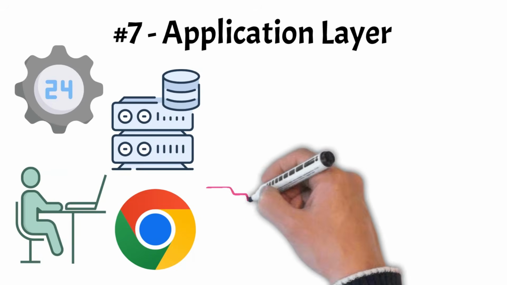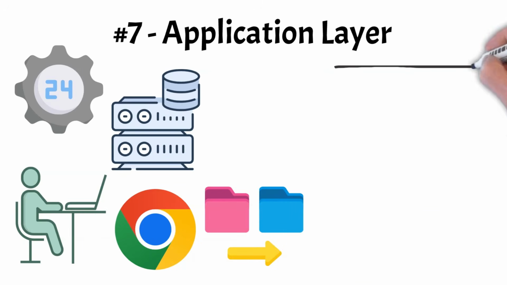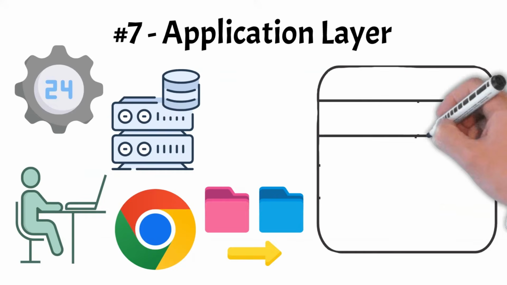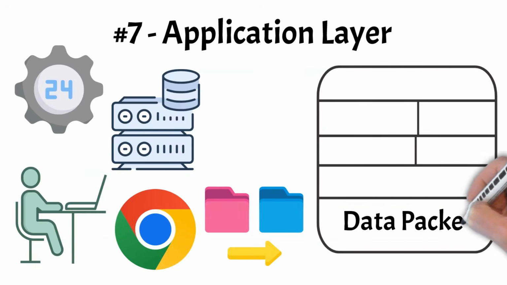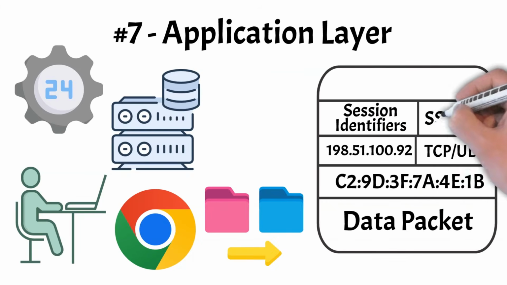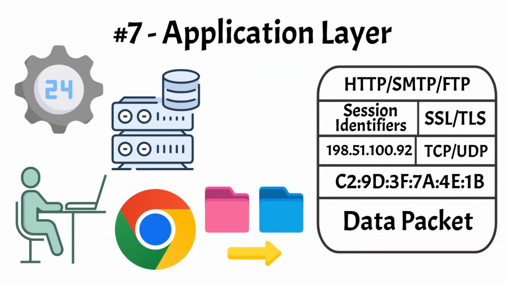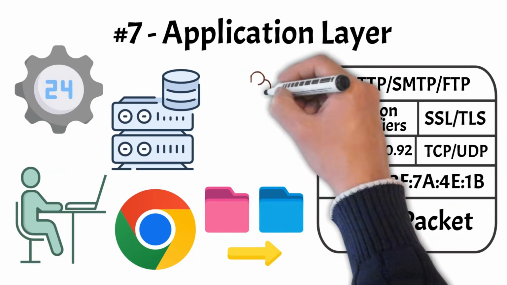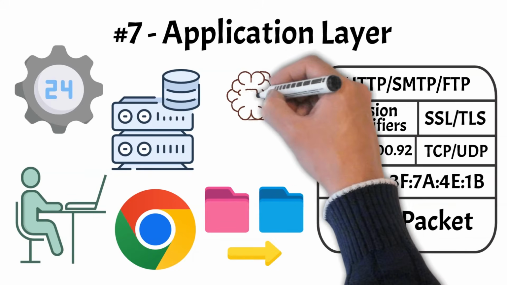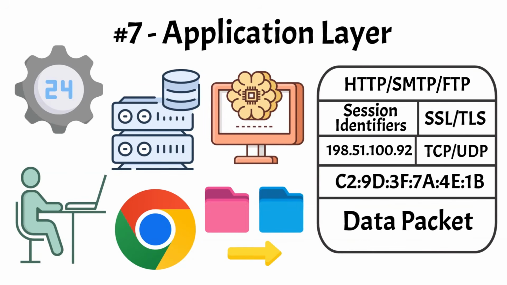It provides essential services like email transmission, file transfer, and web browsing. Technologies at this layer include protocols and services that enable specific applications, such as HTTP for web pages, SMTP for email, and FTP for file transfers. Essentially, the application layer ensures that user applications can effectively communicate over the network and provides the interface between the network and the end-user applications.